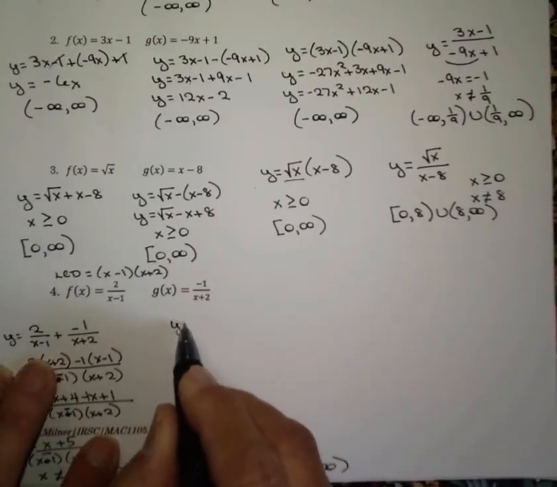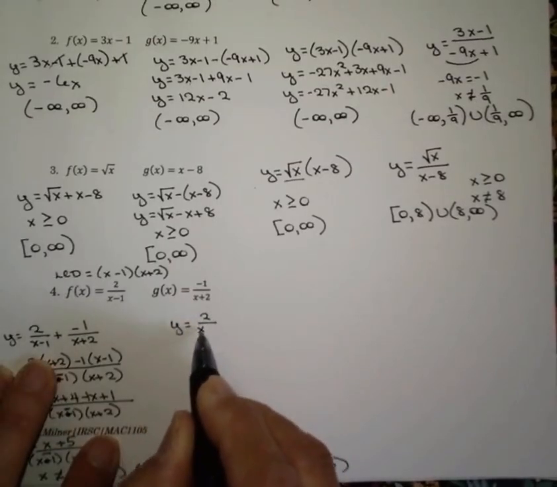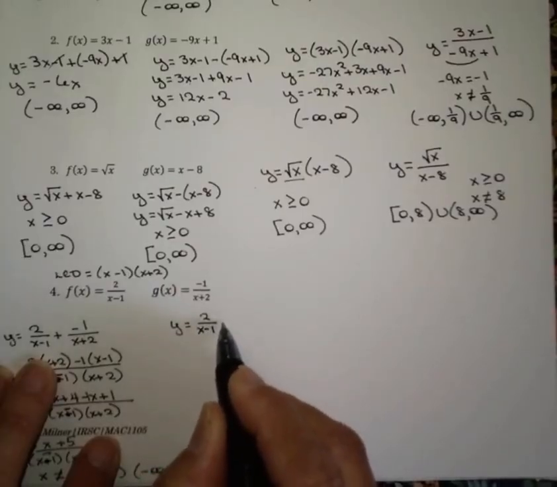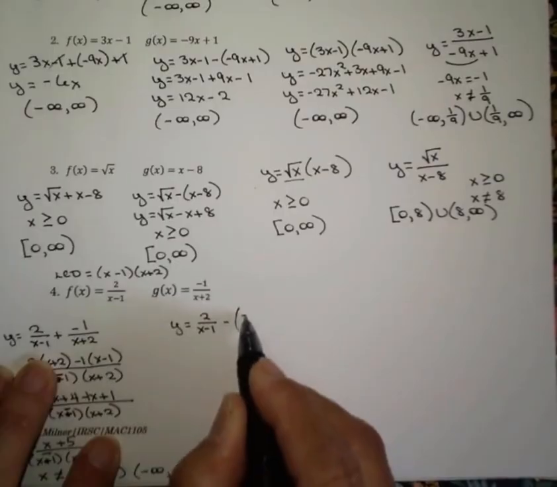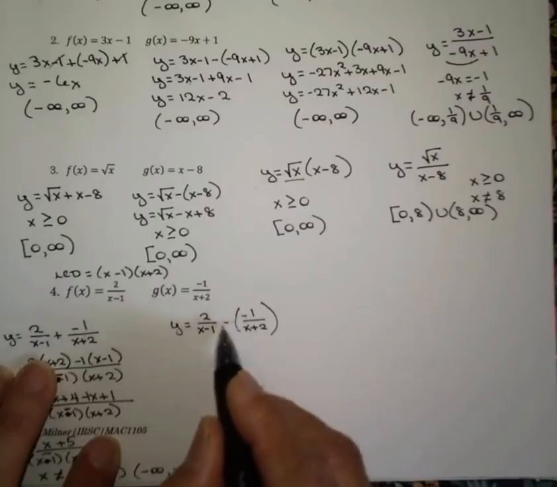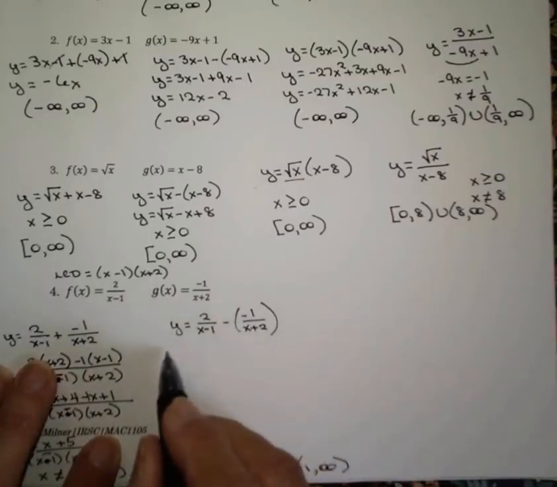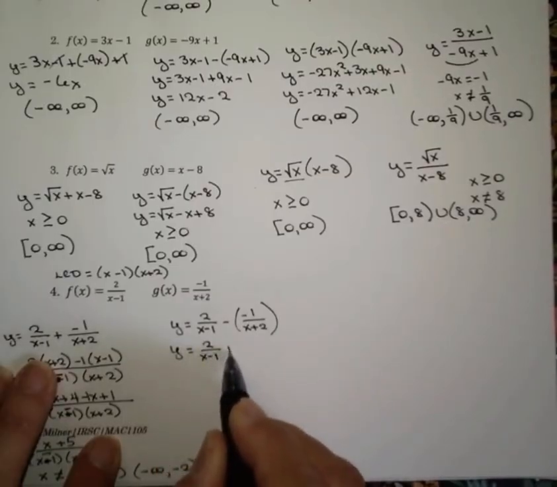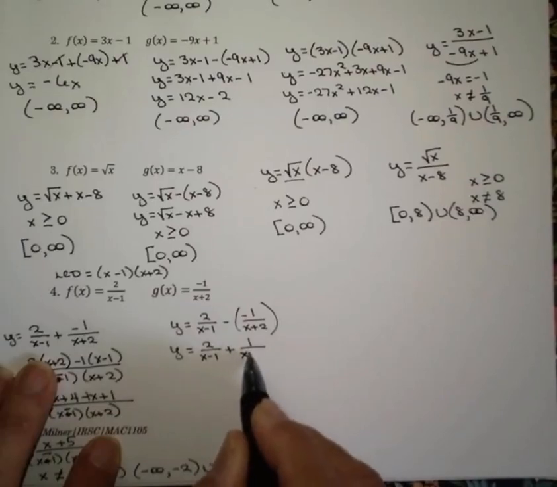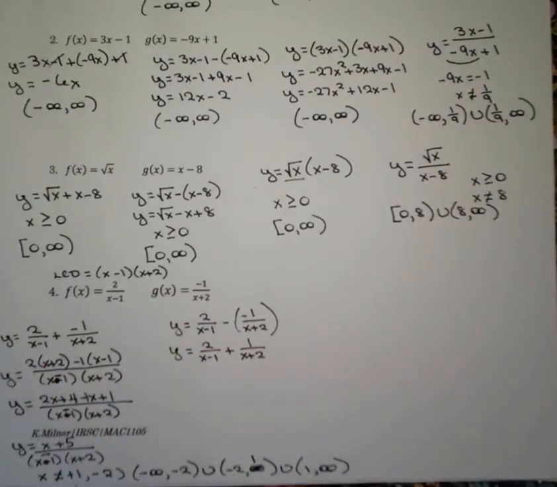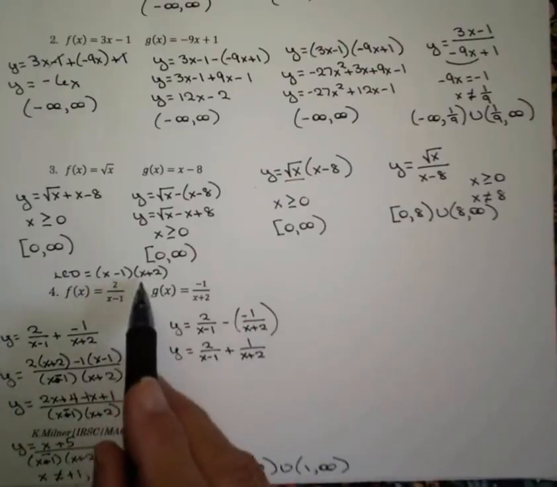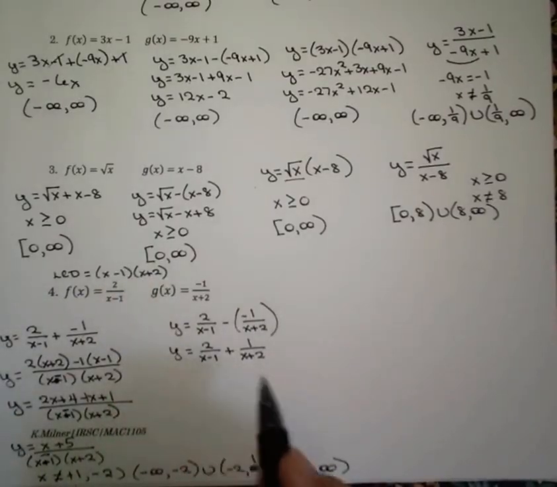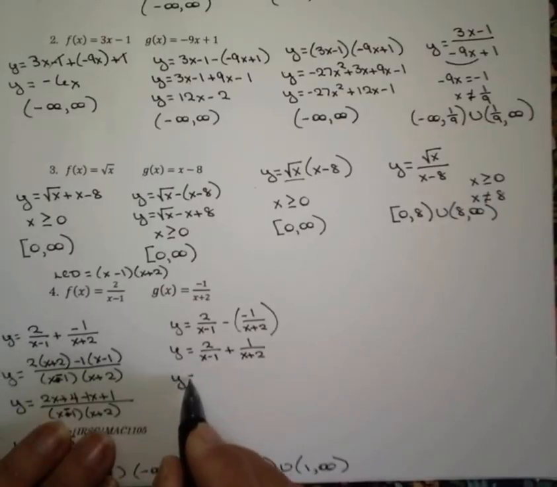So I'm going to say y is equal to 2 over x minus 1, and I'll subtract my negative 1 over x plus 2. Now, what I'm going to do is just distribute the negative to the numerator. So it's going to be the same thing as y is equal to 2 over x minus 1 plus 1 over x plus 2. All I have to do is get these to the common denominator of x minus 1 times x plus 2. So I'll multiply both of these fractions times that again. And I know I'll have that as my denominator.